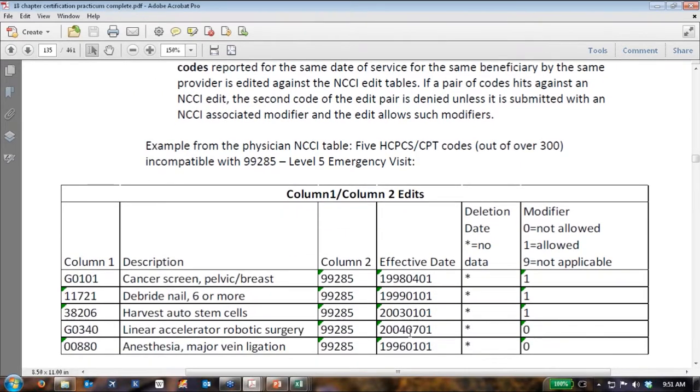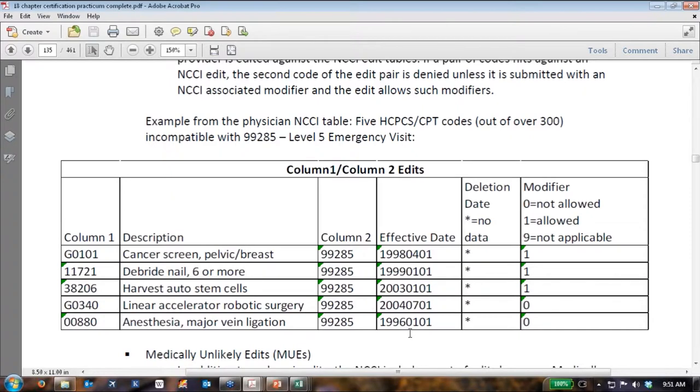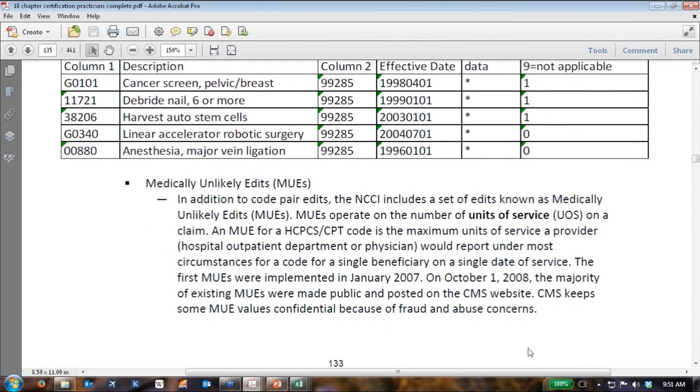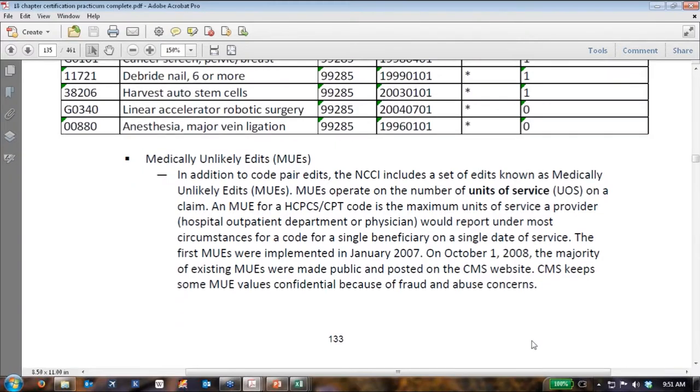So there is an example here of how these CCI edits work, and they're also sometimes called column one, column two edits. Essentially it means this thing can or cannot go with this other thing. That's what these edits do. Then there are also medically unlikely edits that identify items that just don't make sense, where particularly the units of service seem to be wrong. It weeds those out and edits for those.